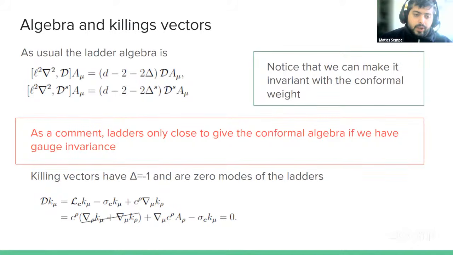But we want to keep this additional term so that we can use these ladders to construct all the transverse harmonics. So also, killing vectors have delta equals -1, and they are zero modes of the ladders. So we can see the calculation here, but this can be generalized to spin 2.